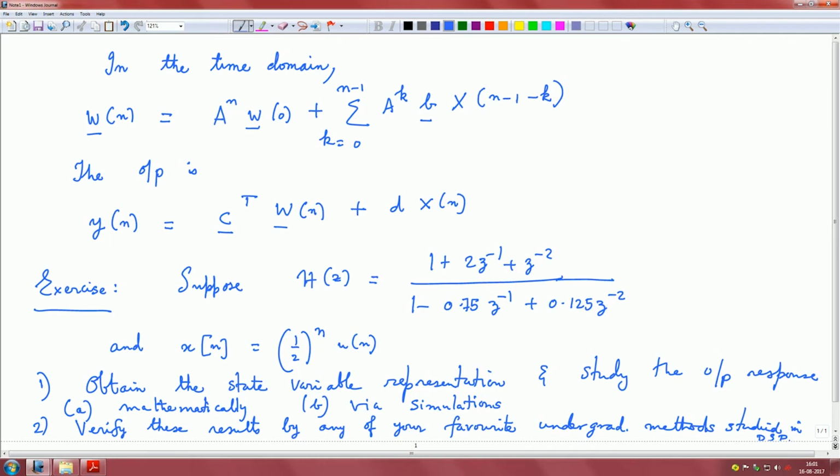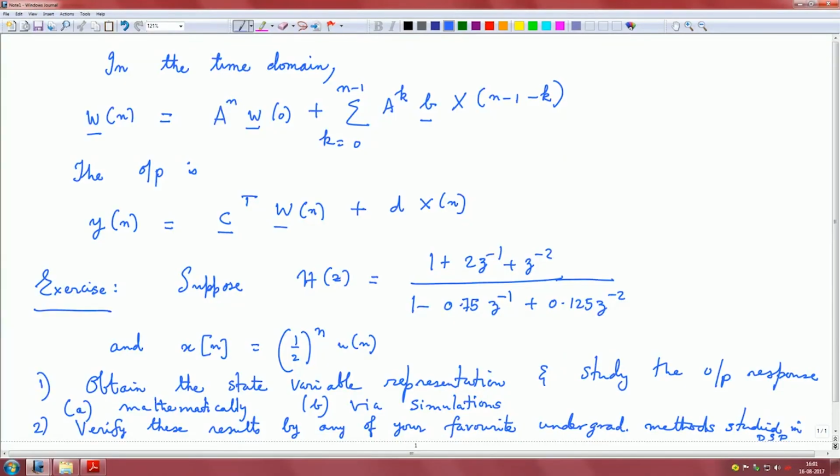You've done different methods for figuring out the output given the input, right? You have done many techniques. So therefore, what I want you to do is obtain the state variable representation for this transfer function, study the output response mathematically. Then once you have the state parameters, write a short MATLAB code where you can simulate the system. What you do in simulation should be exactly what you do mathematically, right? And then verify these results by any of the methods you have studied in your undergraduate DSP course. Okay, clear so far?